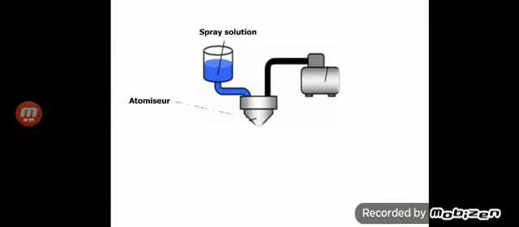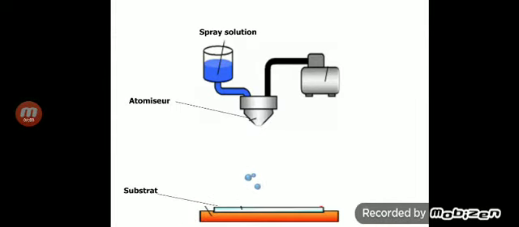The solution was then directly sprayed onto heated glass substrates using two different spray times, 1 minute 40 seconds and 2 minutes 40 seconds, to make the ZnS thin films adhere. Once the spraying process was completed, we let the samples cool to room temperature.